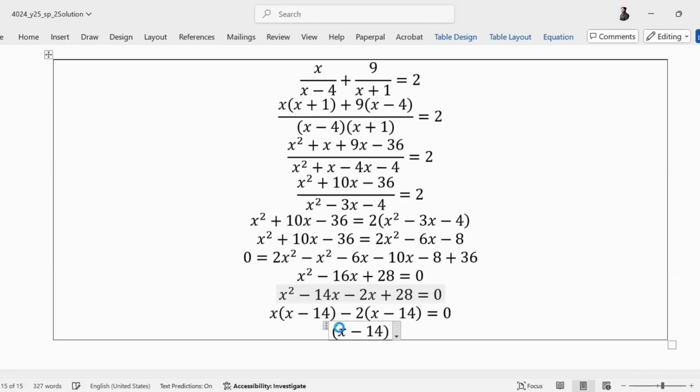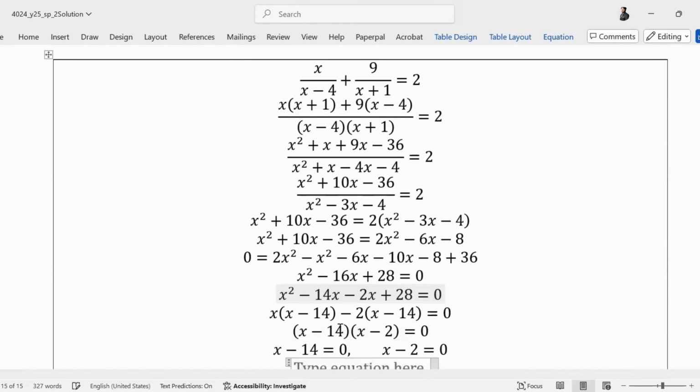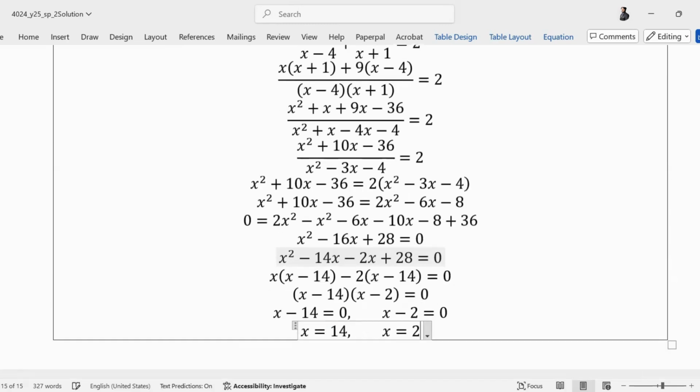x minus 14, x minus 2 is 0. So either x minus 14 is 0 or x minus 2 is 0. So x is either 14 or x is equal to 2. So these are the two values that we can end up with. And that's it for this paper.